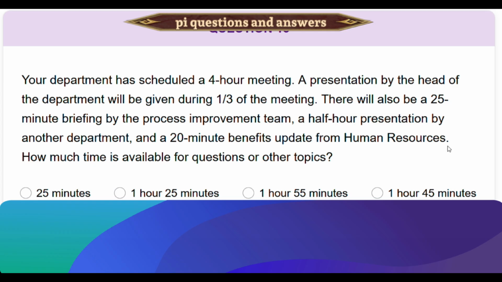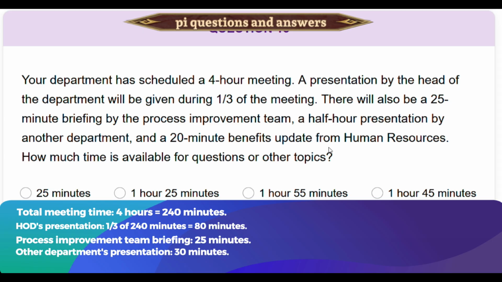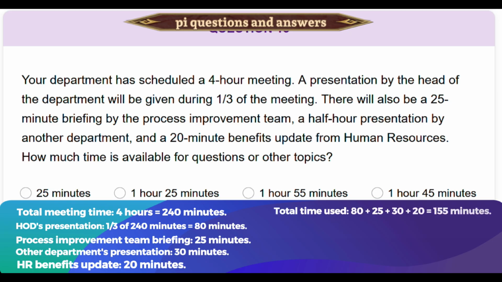Explanation: to find the time available for questions or other topics, we need to subtract the time taken by all presentations and updates from the total meeting time. Total meeting time: 4 hours equals 240 minutes. Head of department's presentation: 1/3 of 240 minutes equals 80 minutes. Process improvement team briefing: 25 minutes. Other department's presentation: 30 minutes. HR benefits update: 20 minutes.